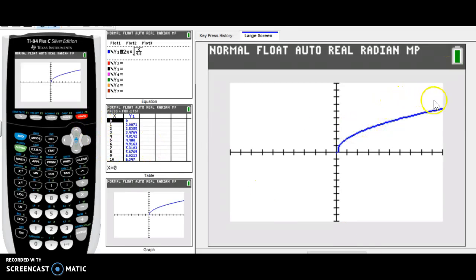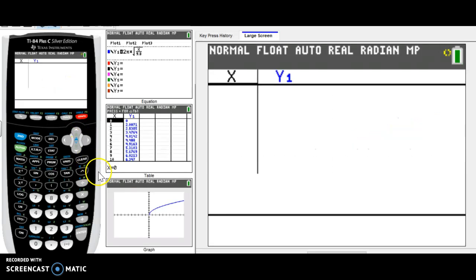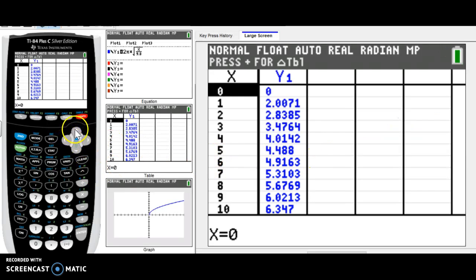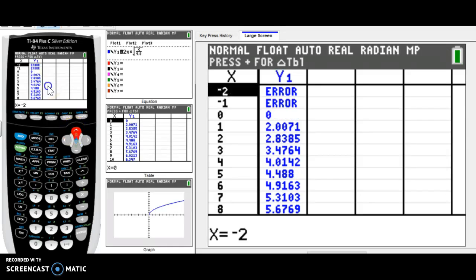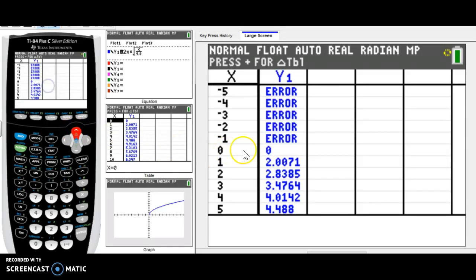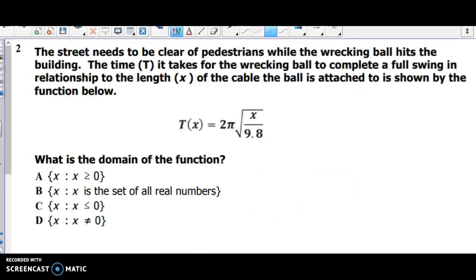All right, I know it keeps going to the right. That's my domain, but I want to look at the values to see if it ever goes past 0. So I'm going to look up and look at what happens here. So it never goes past 0. So it's going to be everything greater than or equal to 0. So do we have that choice? Yes, we do. That's choice A.